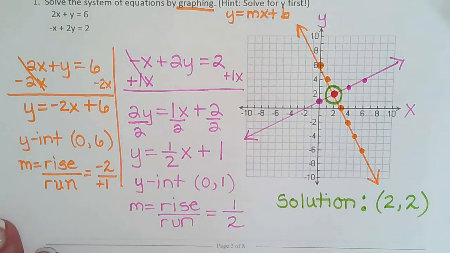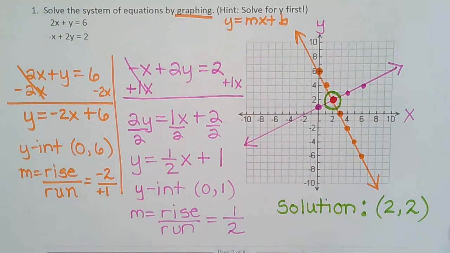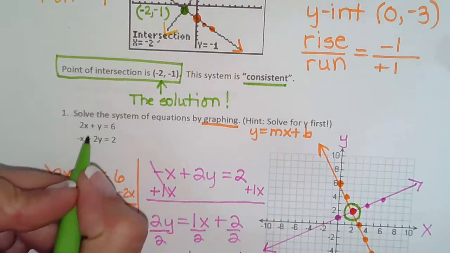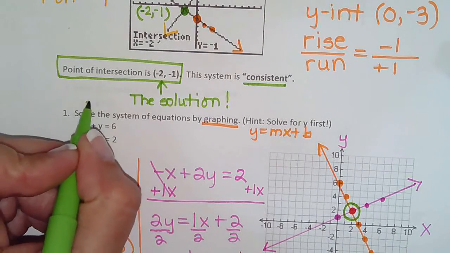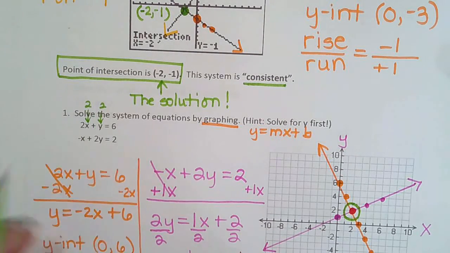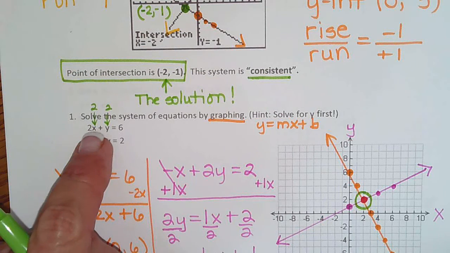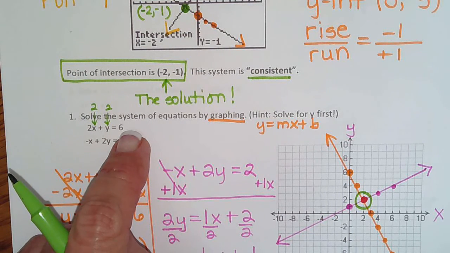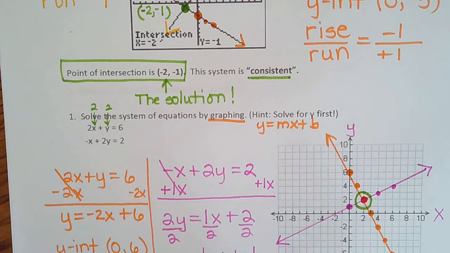And you want to hear something cool about systems? This is why I love systems. I wish it wasn't the last section that we learn. Every single problem in systems can be checked. You just plug this in for x, plug this in for y in both equations. So put 2 in for x and 2 in for y. And you can even do a mental check like I'm doing here. 2 times 2 is 4. Plus 2 is 6. Boom. Got the right number. Then put a 2 in here.